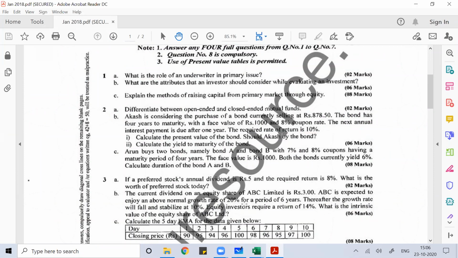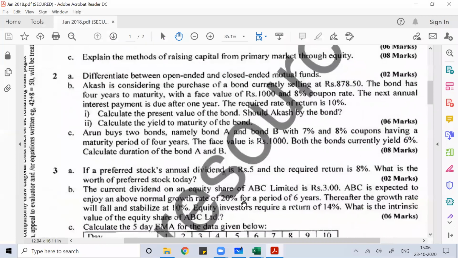question number 2, part B, I hope this is visible for you. In question number 2, part B, they have mentioned clearly that the next annual interest payment is due after 1 year. In other words, they are telling you that the coupon is going to be paid yearly. So that way we can calculate it very easily. I don't think anyone has any doubt.